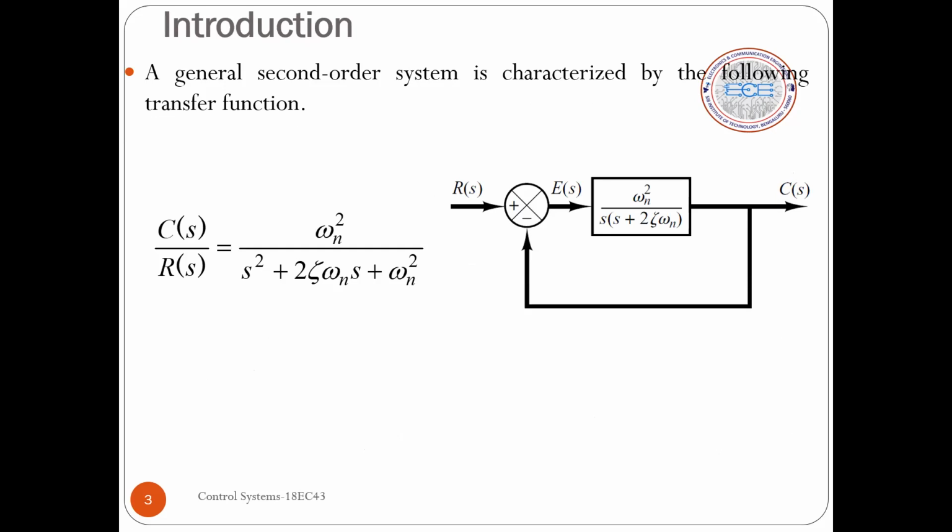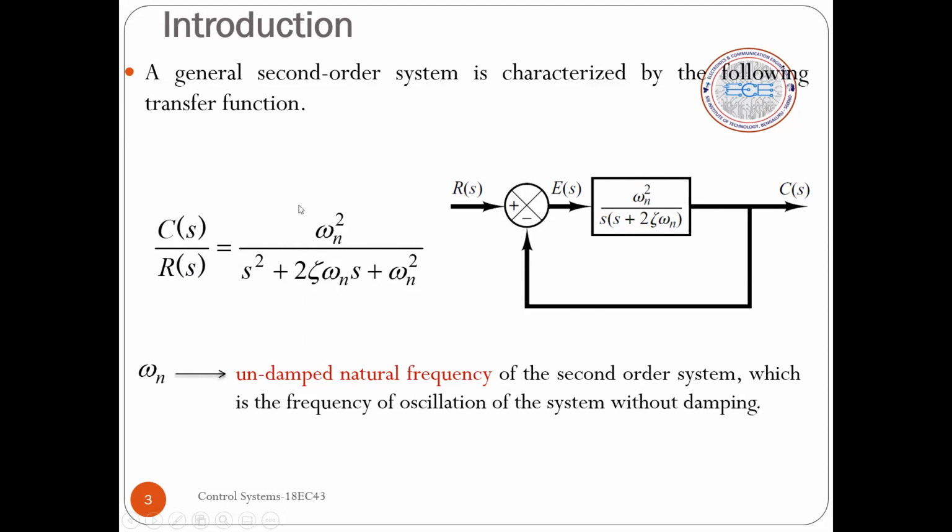So, how does a generalized second order system look? Here to the right we have a block diagram of a closed loop second order control system. The forward path or open loop transfer function is omega n square divided by s into (s plus 2 zeta omega n). If you have unity feedback, then the final transfer function is C(s) divided by R(s) equals omega n square divided by s square plus 2 zeta omega n s plus omega n square. This is what we call the standard second order system transfer function.